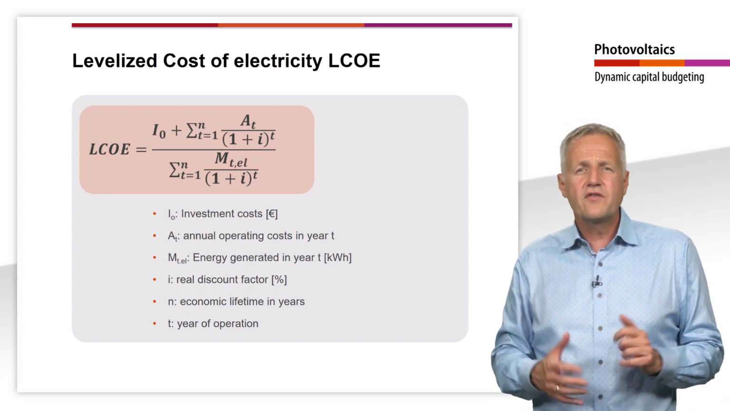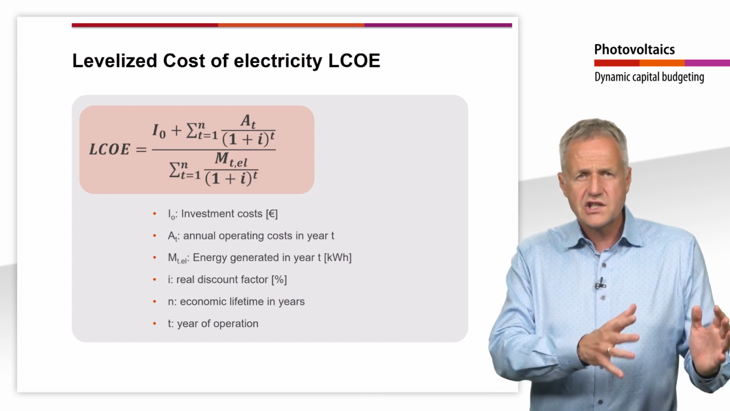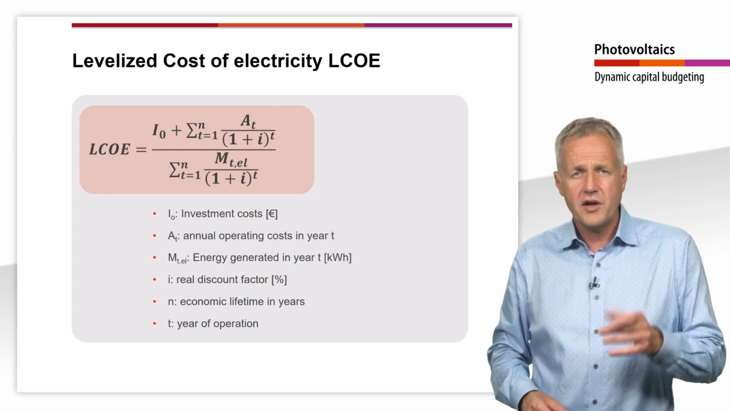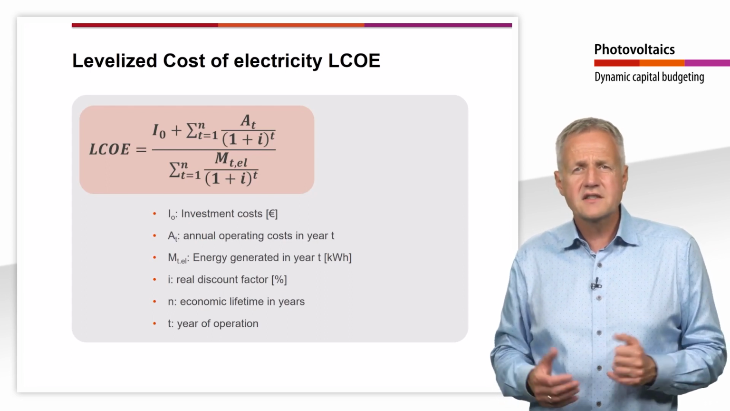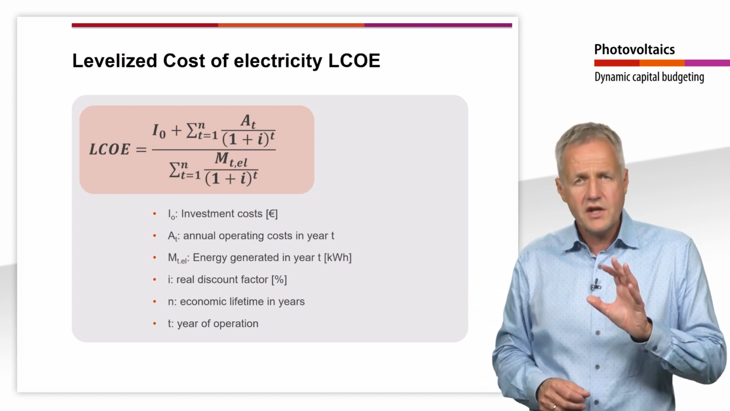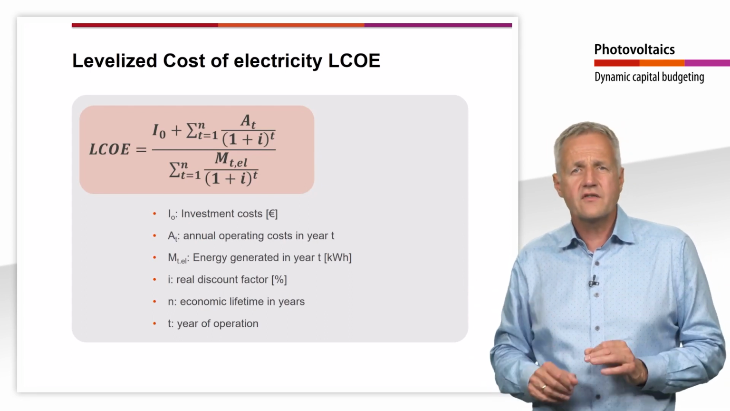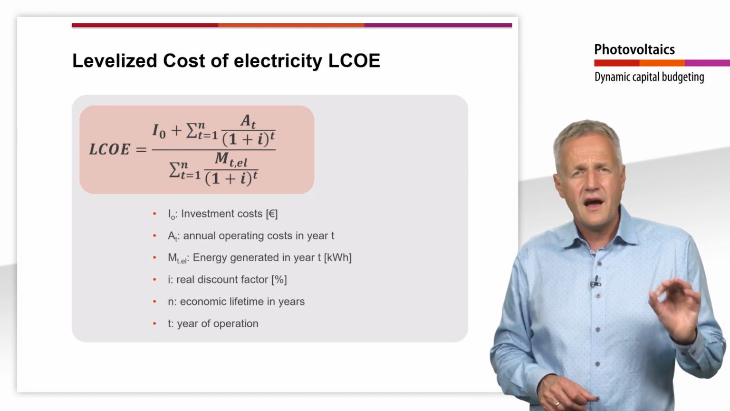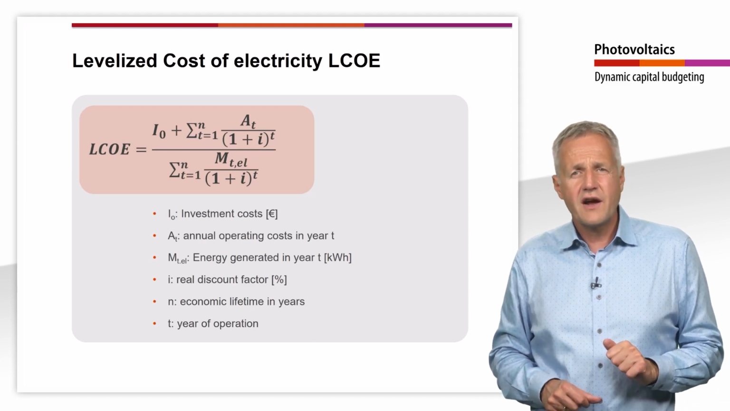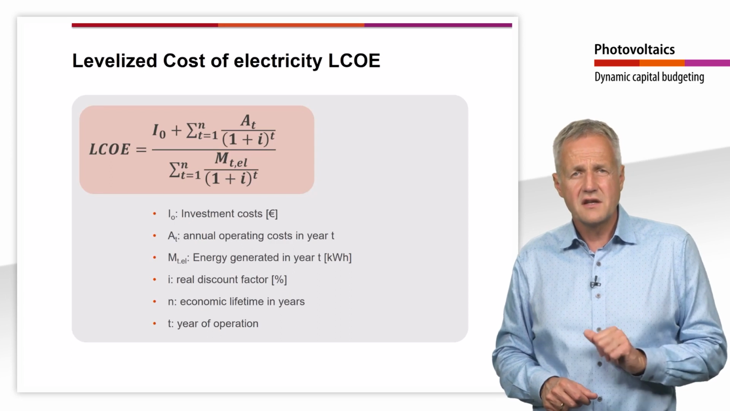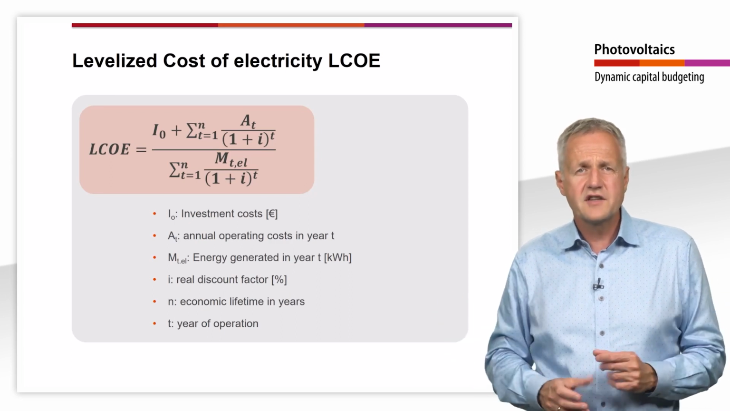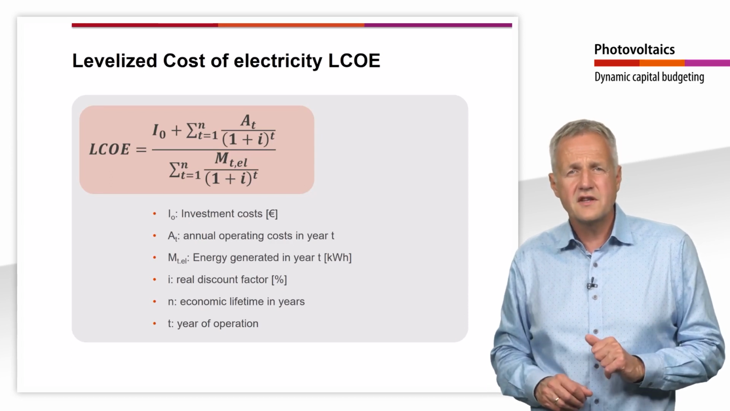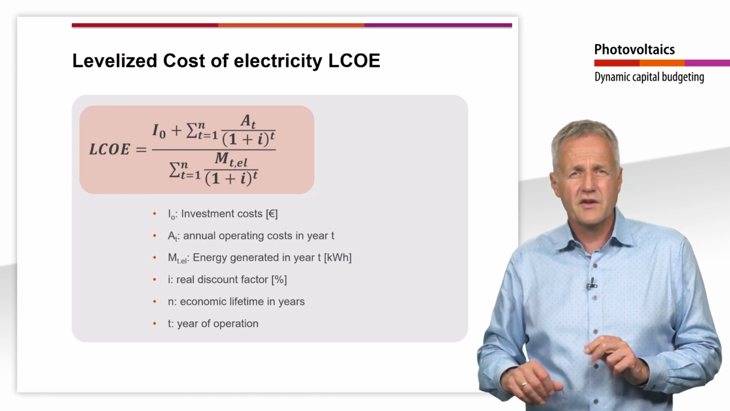The LCOE can be used, for example, to compare different energy generation systems such as photovoltaics, wind energy, or fossil fuel power plants. The LCOE of a plant can be calculated using the equation shown here, which is based on the net present value method. The numerator contains the investment cost, I0, and the present values of the operating cost, AT. In other words, all the costs that arise over the lifetime of the plant are listed here. The denominator contains the present values of the yields of the PV system in kilowatt hours.